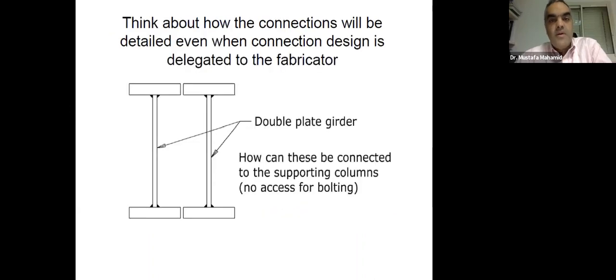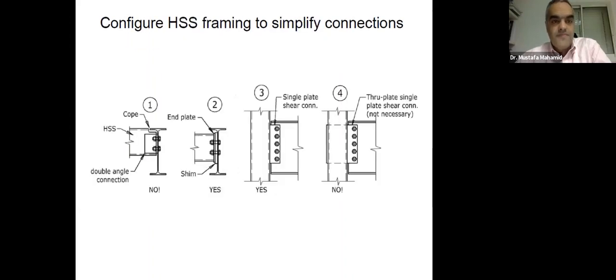Think about how the connection will be detailed when you have delegated design and you have something like a double plate girder like this. So how the connection will be done. So think about how these members will be put together with other members when you design it, not only just sizing the members.